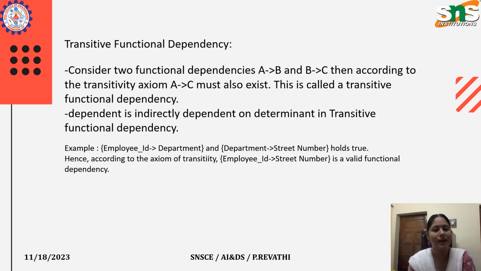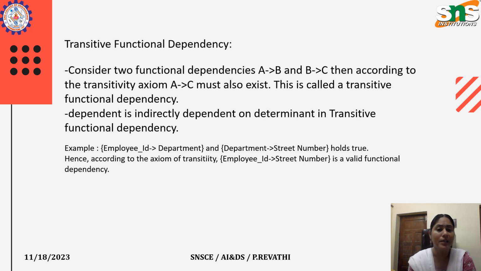What is meant by transitive functional dependency? Consider two functional dependencies, A determines B and B determines C. Then according to the transitivity axiom, A determines C must also exist. This is called a transitive functional dependency.